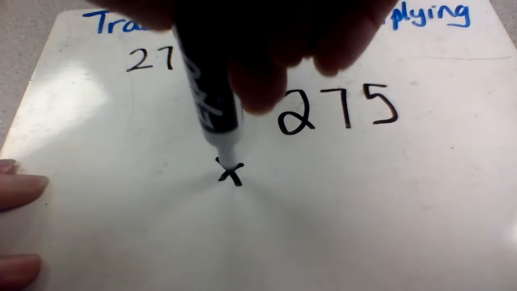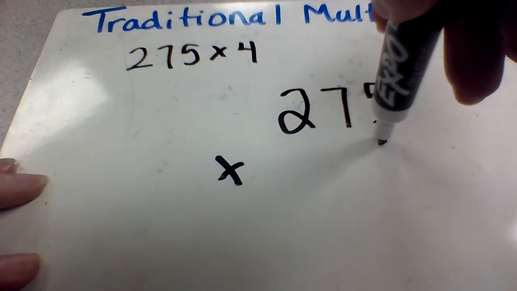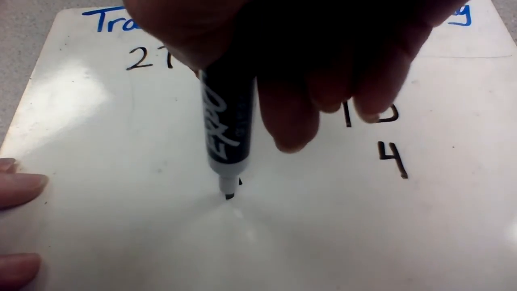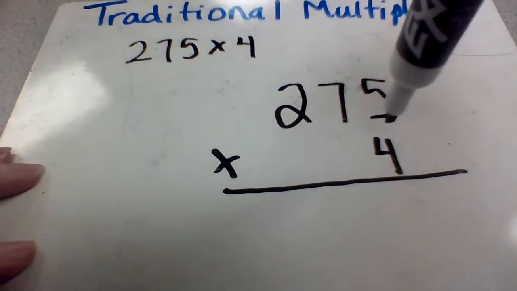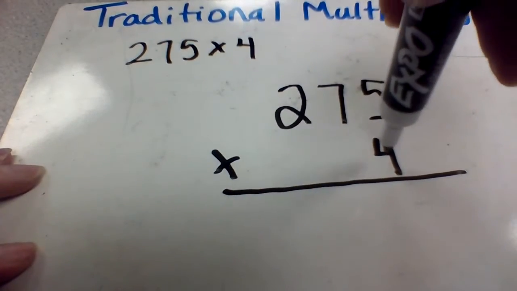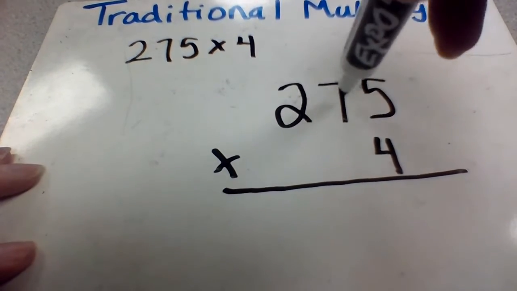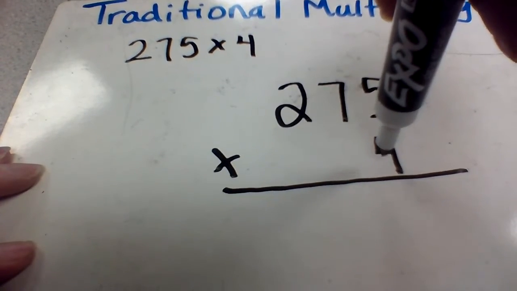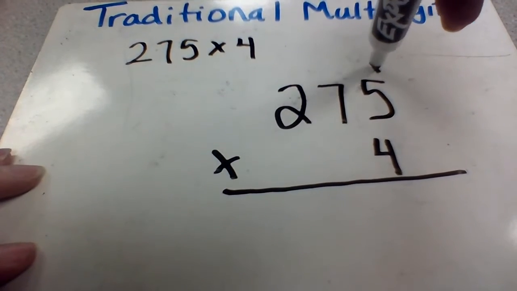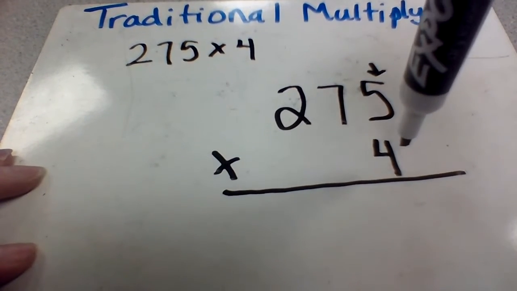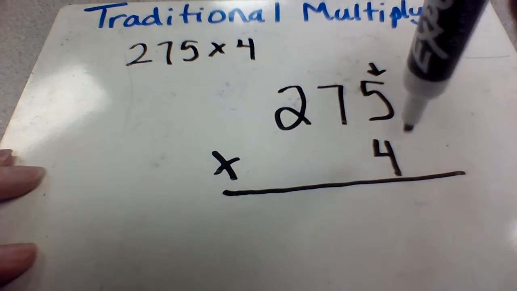275 times, now the 4 has to go over here under the ones place because there's only 4 ones. Now we're going to do the same thing. Every number on the top has to be multiplied by the number on the bottom. So all of these numbers have to be multiplied by 4. So we always start over here in the ones place. So 4 times 5 is 20.